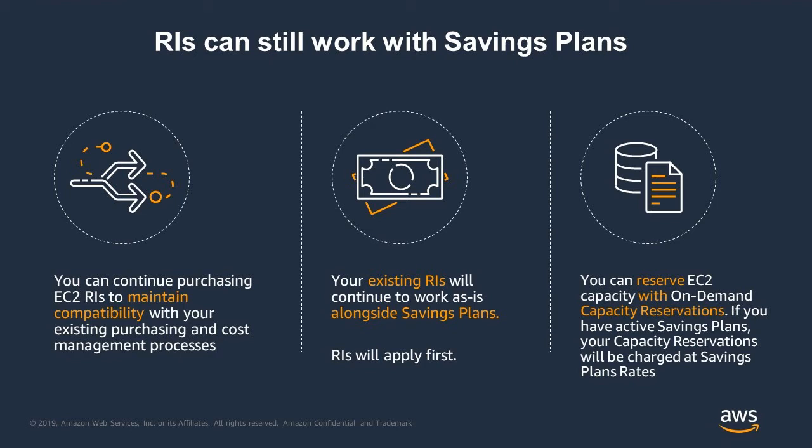When RIs are combined with savings plans, the RI discounts will apply first before savings plans discounts apply. If you have reserved capacity requirements, then you can still achieve that through on-demand capacity reservations, which combine with savings plans. And if you have both, the capacity reservations will be charged at the savings plans rates.